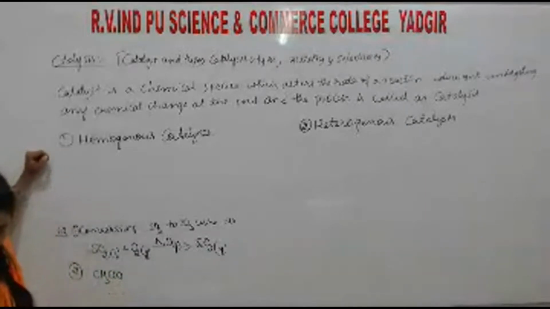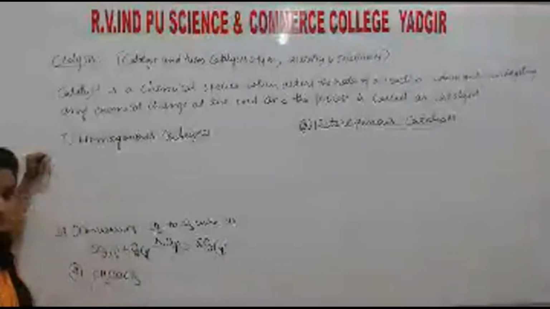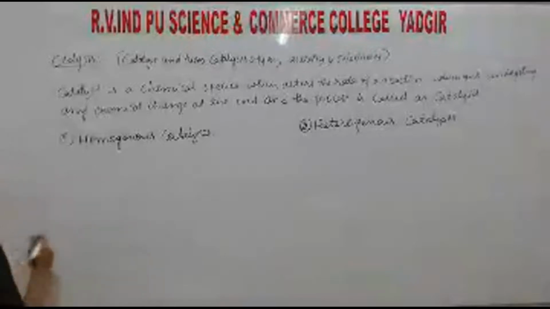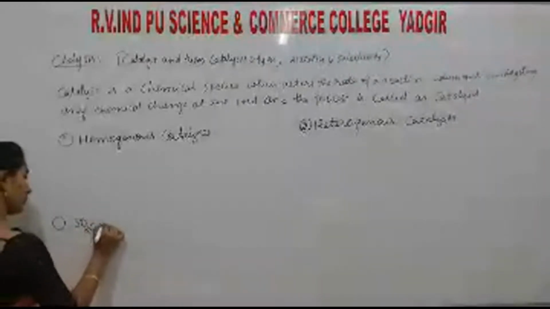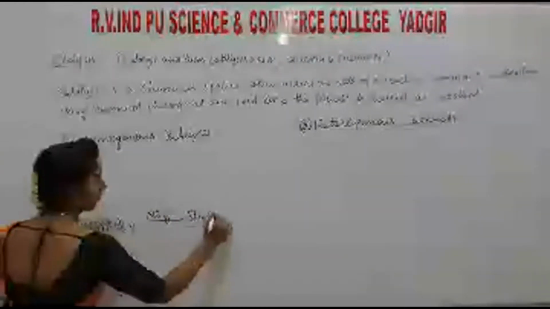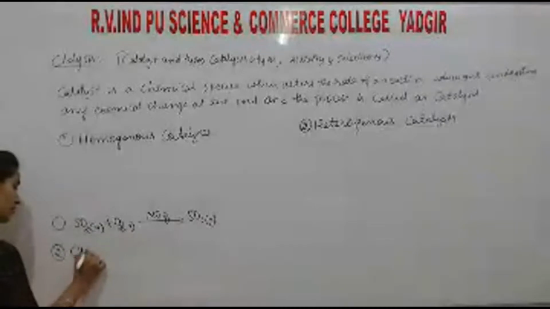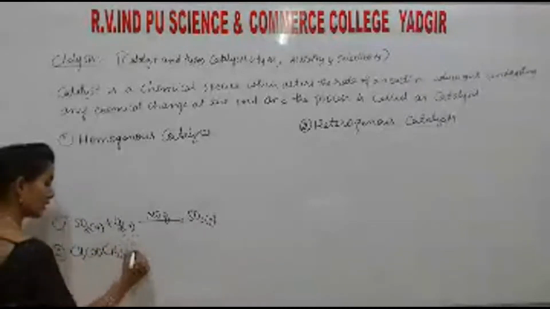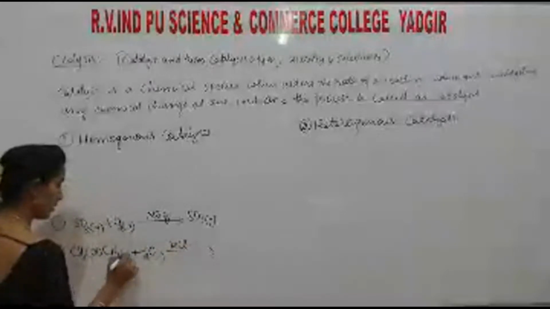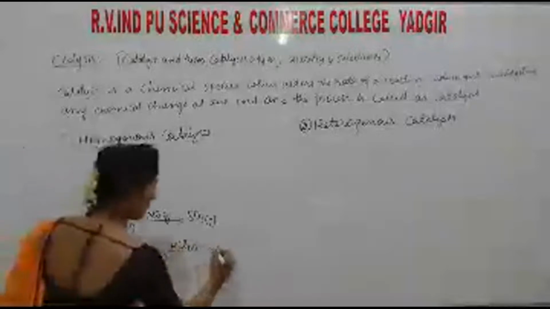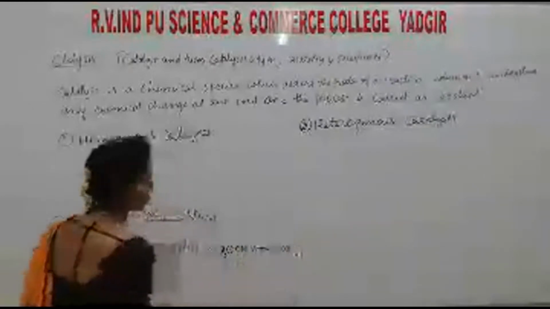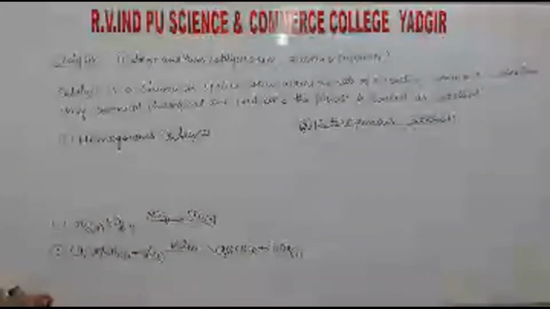Students listen. I will directly take an example, then you can easily understand. This is the first example. Second I will take CH3COOCH3 gas plus H2O, sorry, not gas, liquid, giving CH3COOH liquid and CH3OH liquid. Understand?